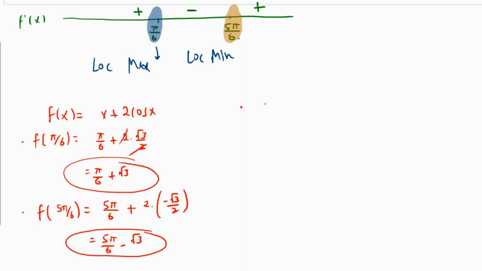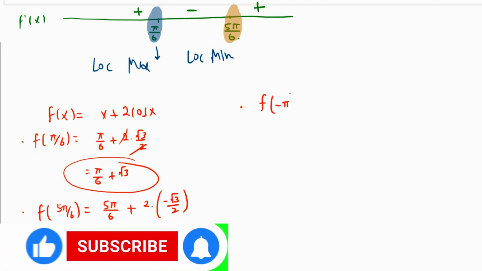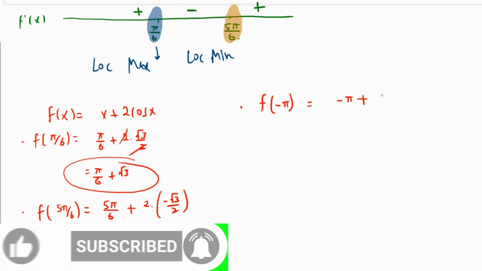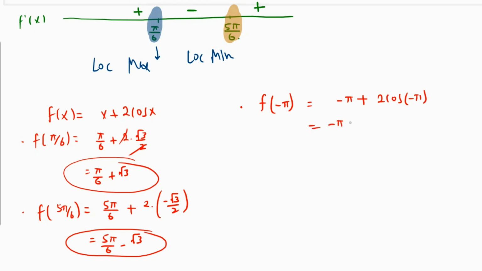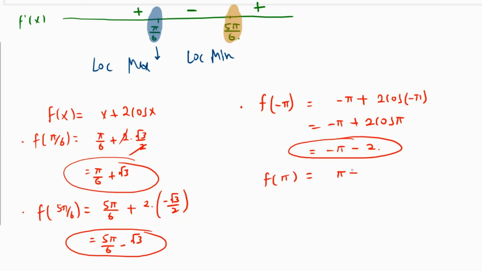Okay. And then we find at the terminal points, that is, it is between negative pi to pi, so we find at negative pi. So that's going to be negative pi plus 2 cos of negative pi, which is the same as cos pi, and cos pi is minus 1, so that's minus pi minus 2. And then we have f of pi, which will be pi plus 2 cos pi, and cos pi is minus 1, so that's going to be pi minus 2 over here.